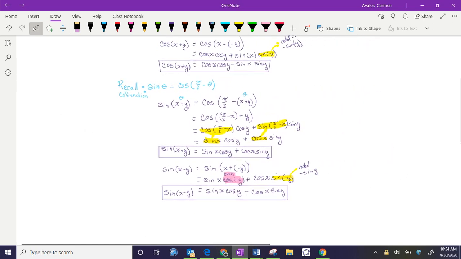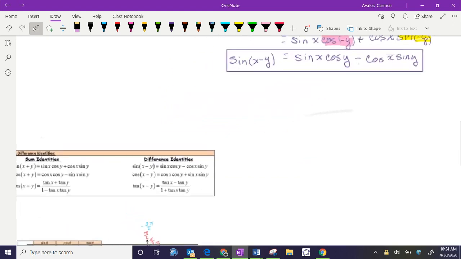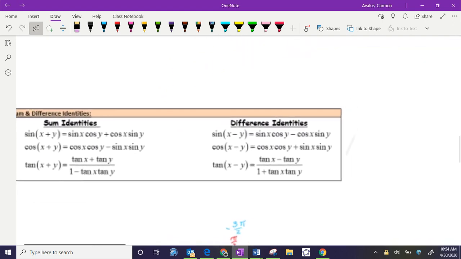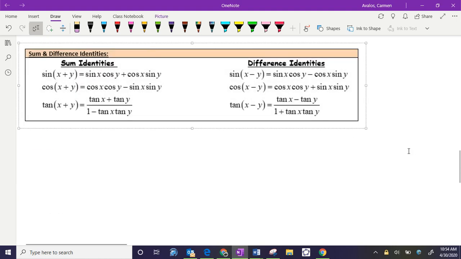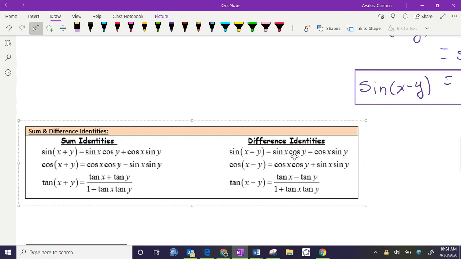Do you need to do all that? No. But just know that these are the formulas that we have here. From here, these are generated from doing all that wonderful trig. So these are the ones you're going to need to know, and it's not that bad.